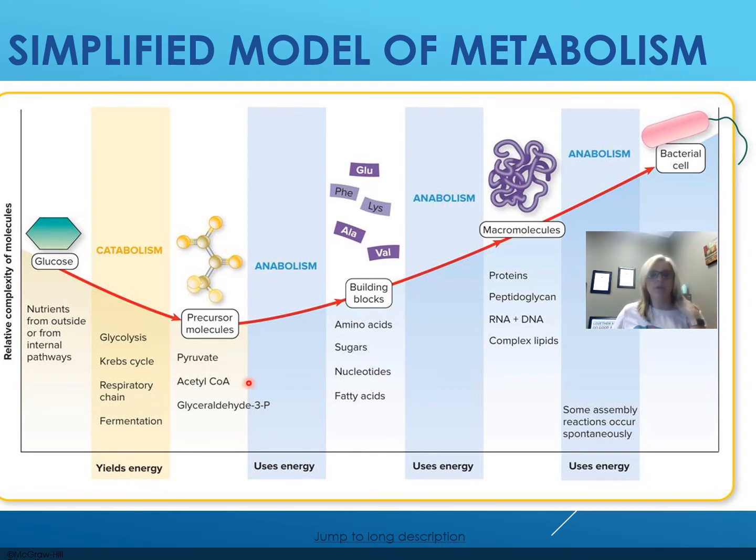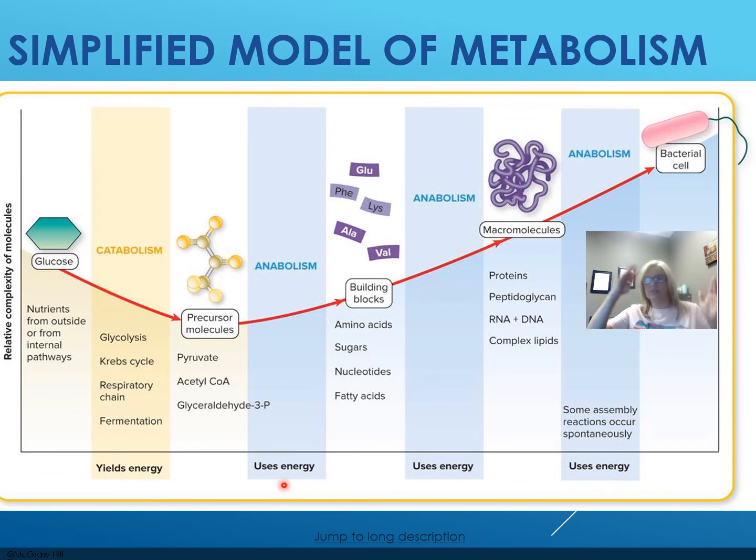We have some precursor molecules. Then we've broken this down into things like pyruvate, acetyl-CoA. You should recognize that glucose going to pyruvate and acetyl-CoA, and glyceraldehyde 3P. That's our G3P. We did go over that in the steps of glycolysis. And then we're going to have our anabolic reactions that need energy.